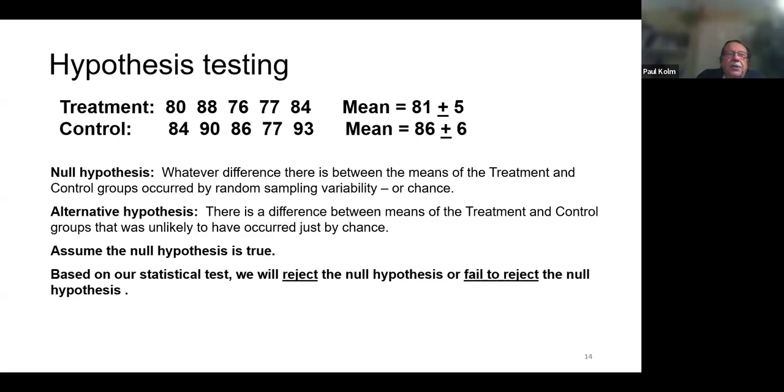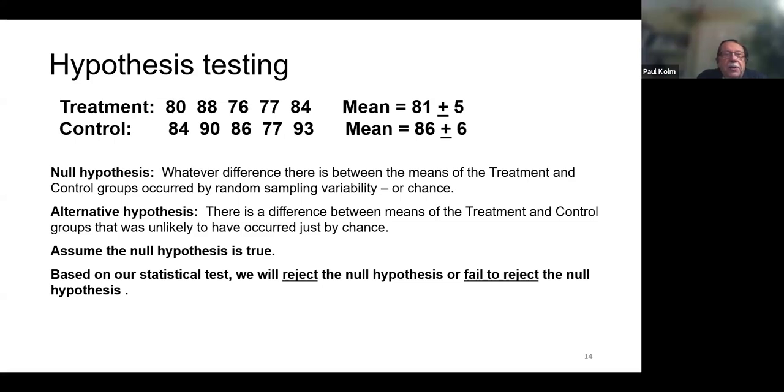So when we do hypothesis testing from the frequentist standpoint, we have the null hypothesis, which we're going to assume is true. And so what that means is that whatever difference we observe between the means of, say, a treatment and control group occurred by random sampling variability or chance. The alternative hypothesis is that there is a difference between the means that was unlikely to have occurred just by chance.